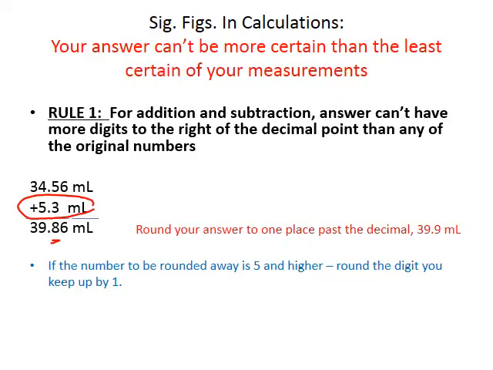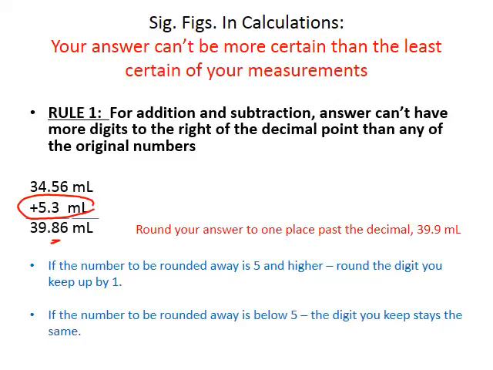So in this case, we would round our answer to 39.9 milliliters, keeping the tenths place. And this makes sense because 39.86 is much closer to 39.9 than it is to 39.8. If the number to be rounded away was actually below 5, then we would keep the digit the same in the tenths place. So say, for example, our sum was 39.84 milliliters. We would round down to 39.8 milliliters to keep the tenths place digit.